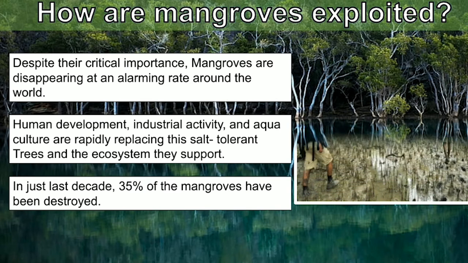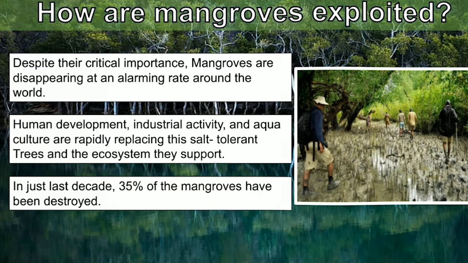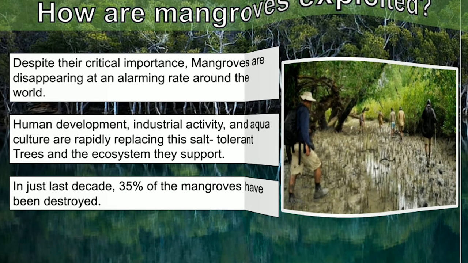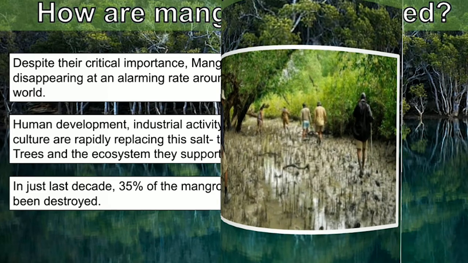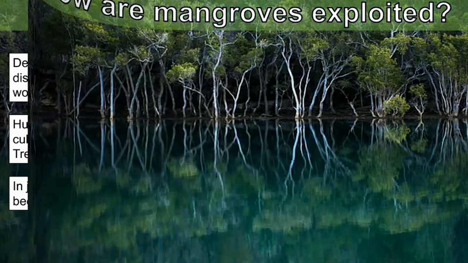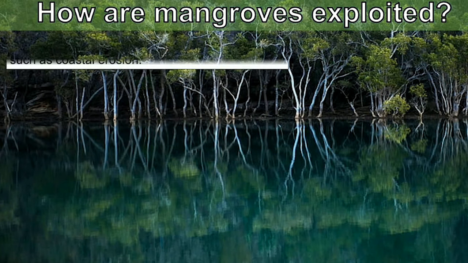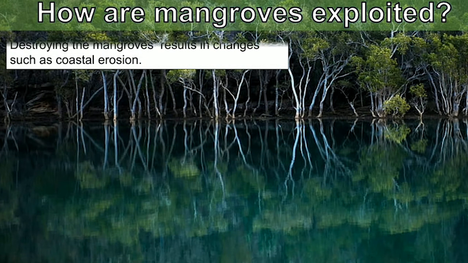Moving on to the next slide. Destroying the mangroves results in changes such as coastal erosion. Destruction of mangroves led to some unwelcome changes in the ecosystem, such as erosion happening in coastal areas, which means the loss of land or the removal of sediments or rocks due to an imbalance in the export of materials from certain sections of the land.